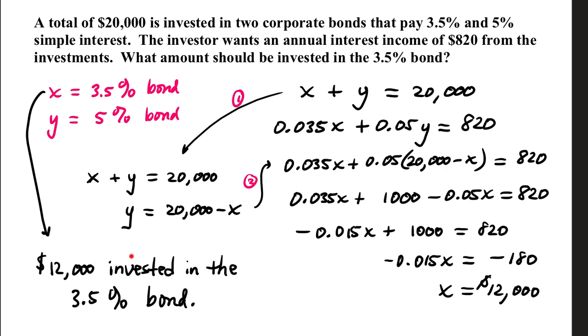So $12,000 is invested in the 3.5% bond. If this problem had asked about the 5% bond, then we would just tell them 8,000.